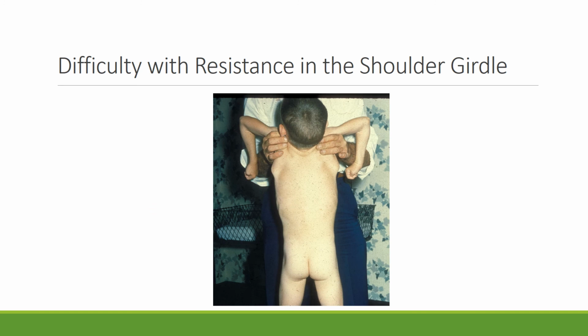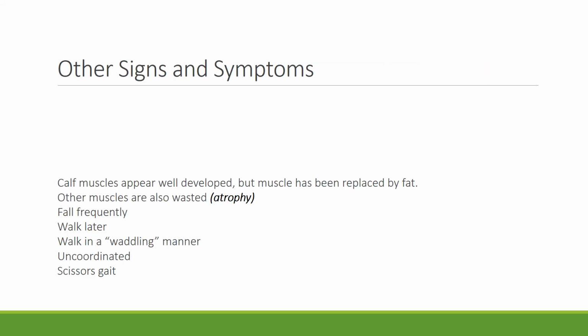Another thing you'll see in these young men is difficulty with resistance in the shoulder girdle. Because they have less muscle mass, when you try and pick them up under the arms, they don't have the resistance to push down. Here are other signs and symptoms of Duchenne muscular dystrophy. It's a disease that progresses slowly. It eventually involves all the voluntary muscles of the body. Usually they're wheelchair bound by 10, and survival is rare beyond 20. Most often, death is caused by heart failure or respiratory failure.